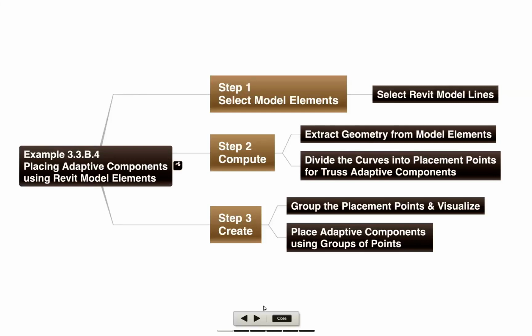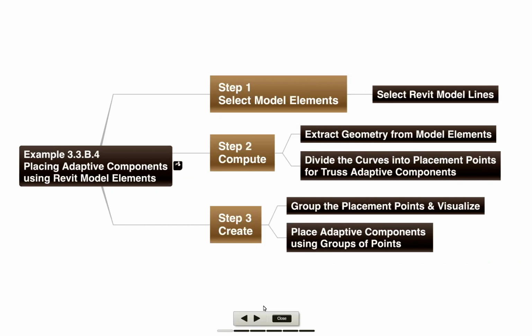For this next example, we're going to take a look at how we can place adaptive components using Revit model elements as our guides. So we're going to take some different Revit model lines and use those as our controlling geometry. We'll still go through and do some computing. We're going to extract some geometry from those model lines and basically divide those curves with some placement points that'll really then let us place some adaptive components.